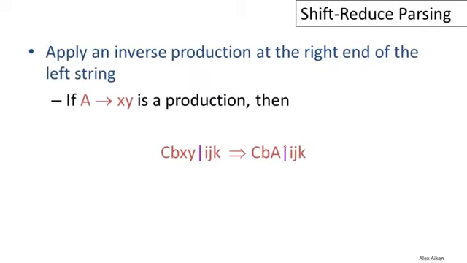And then a reduce move is to apply an inverse production at the right end of the left-hand string. So if we have a production, A goes to xy, and we have x and y here immediately to the left of the vertical bar, so this is our focus point, and x and y, the right-hand side of the production, is right there, then we can do a reduction. We can replace that right-hand side by the left-hand side. And this is a reduce move.